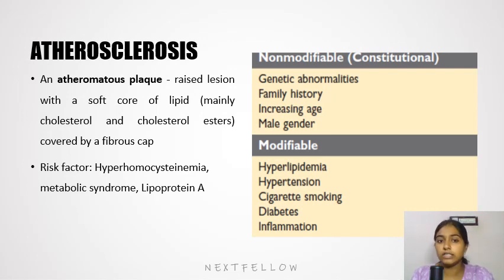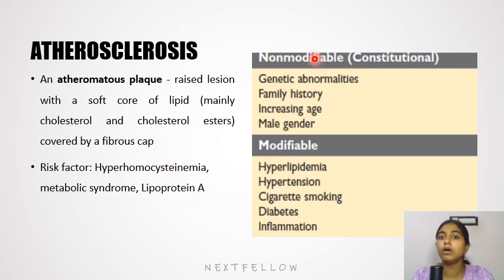Then coming to the next important topic in blood vessels, that is atherosclerosis. Atherosclerosis is nothing but an atheromatous plaque, a raised lesion with a soft core of lipid, composed mainly of cholesterol as well as cholesterol esters, which is covered by a fibrous cap. Risk factors are the most important MCQ questions.